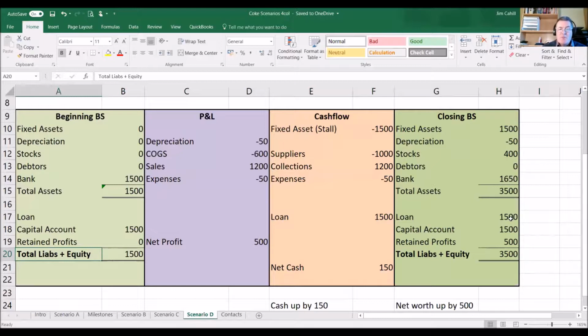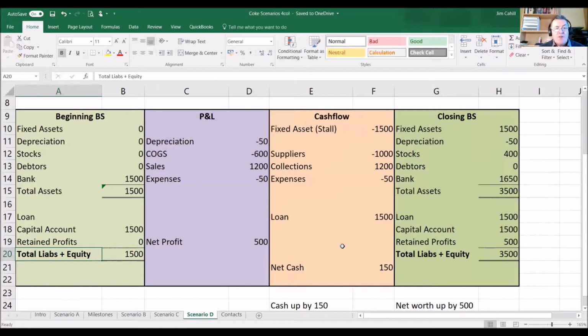You should be thinking of him and the business separately, because the business owes him back his 1,500. So that's 3,000. And he made 500 profit. So that's 3,500. So now he's got assets of 3,500, but he's got liabilities and equity of 3,500. So the balance sheet balances. His cash is up by 150. His net worth is up by 150. The net worth is explained by the profit and loss. The cash is explained by the cash flow statement.